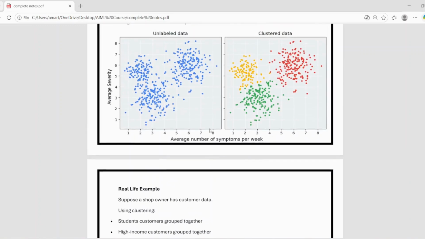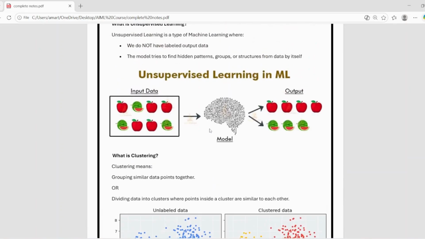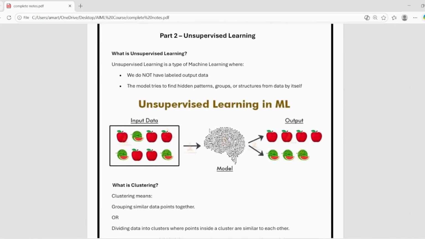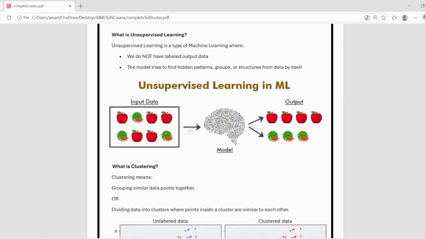So that's all in this video. This is basically an overview of unsupervised learning and clustering. From the next video, we will see unsupervised learning algorithms. In the next video, we will see the k-means algorithm.